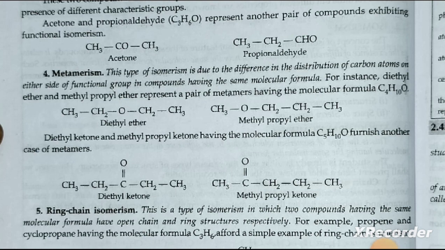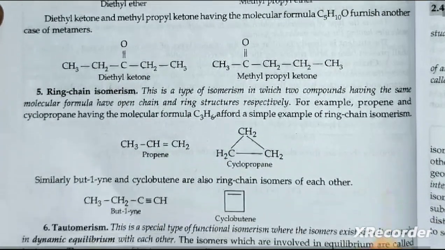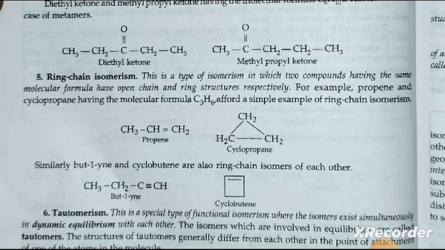Fifth, ring chain isomerism. This is a type of isomerism in which two compounds having the same molecular formula have open chain and ring structures respectively. For example, propene and cyclopropane having the molecular formula C3H6 afford a simple example of ring chain isomerism. CH3 single bond CH double bond CH2 is propene, and CH2 single bond CH2 single bond CH2 is cyclopropane. Similarly, but-1-yne and cyclobutene are also ring chain isomers of each other.